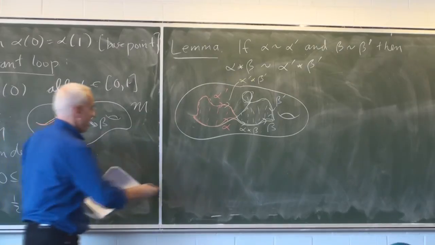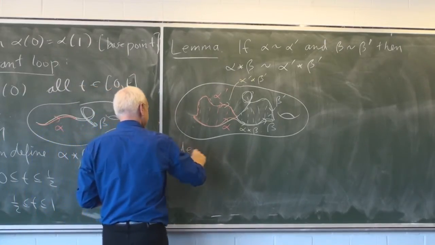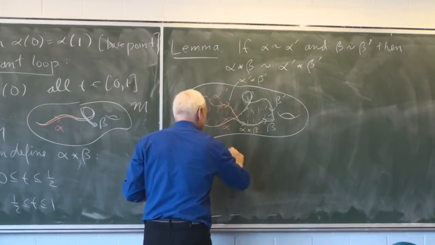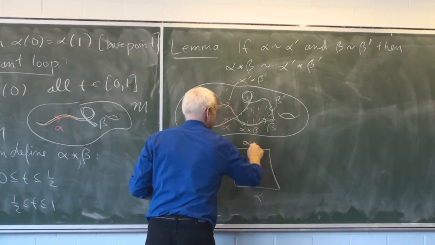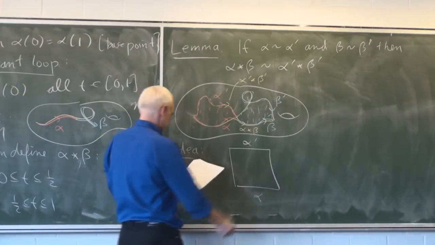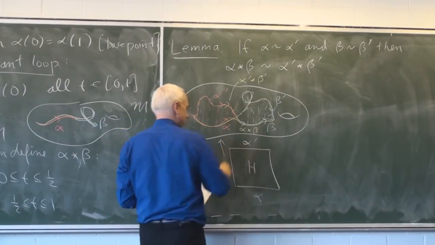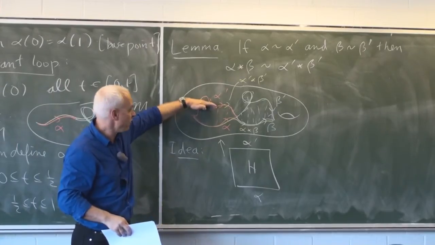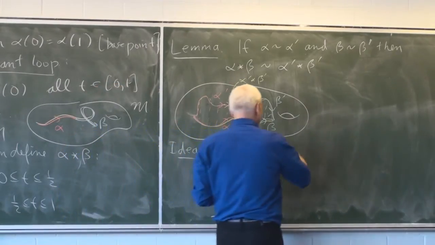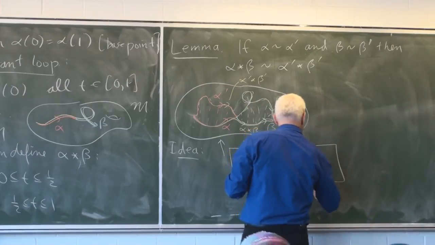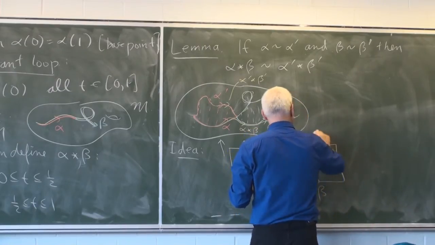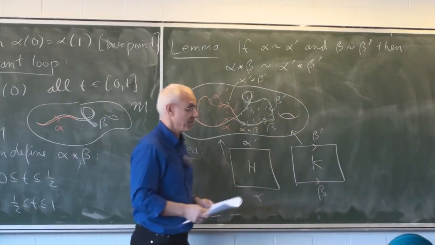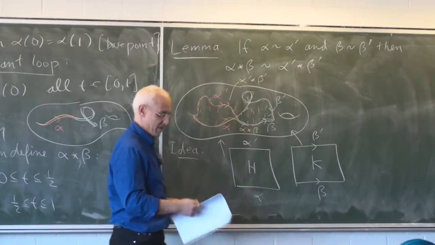All right, I'll draw you the picture and I'll leave you the details. So here's the idea, that we have a homotopy from alpha to alpha prime. Let's call it H. So we have such a homotopy. That's just encoding this movement from here to here. And we have another homotopy from beta to beta prime. Let's call it K. That's encoding the movement from beta to beta prime.